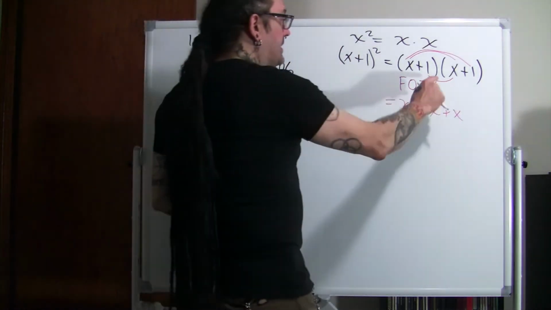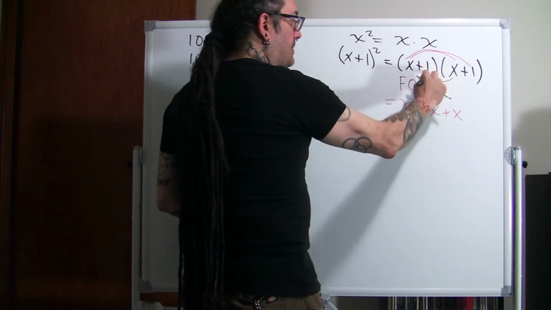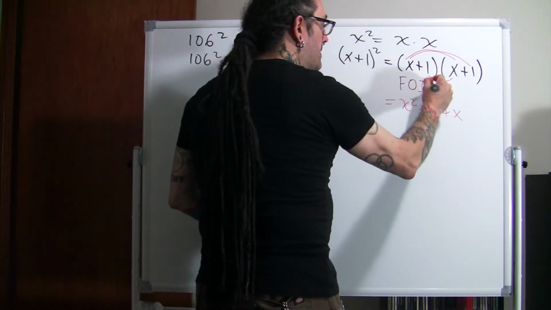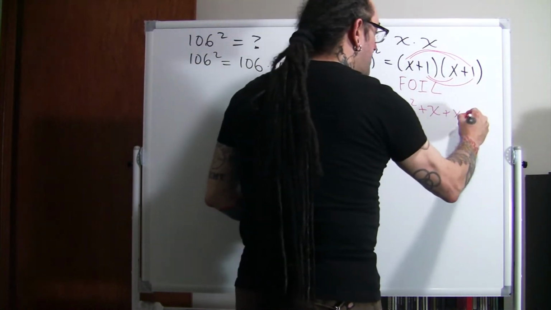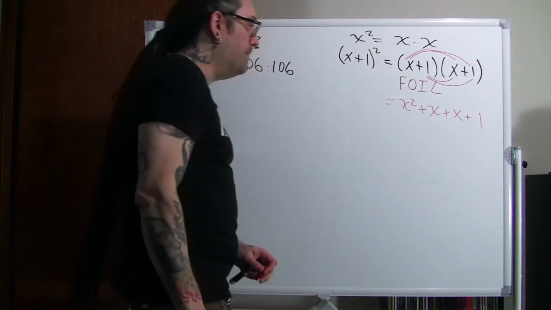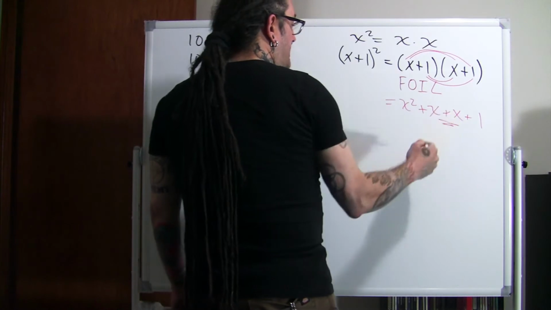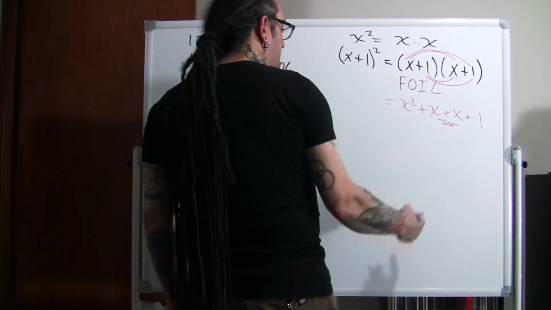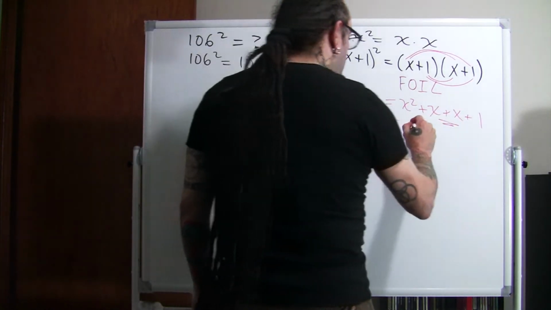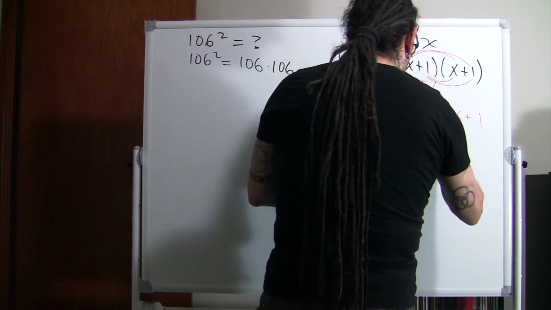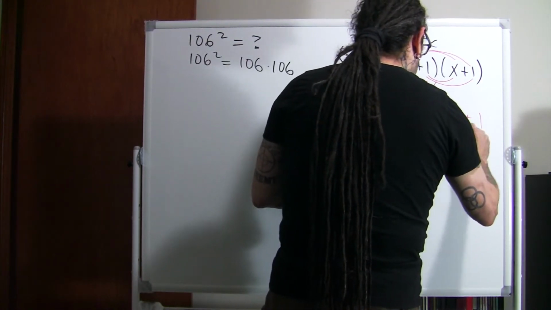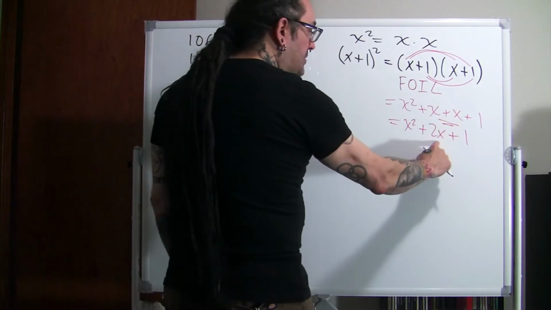And then L is last. These are the last terms, this one and this one in the binomial. 1 times 1 is 1. And then we see we have like terms here. And this turns out to be x squared plus 2x plus 1. Right? Because x plus x is 2x.